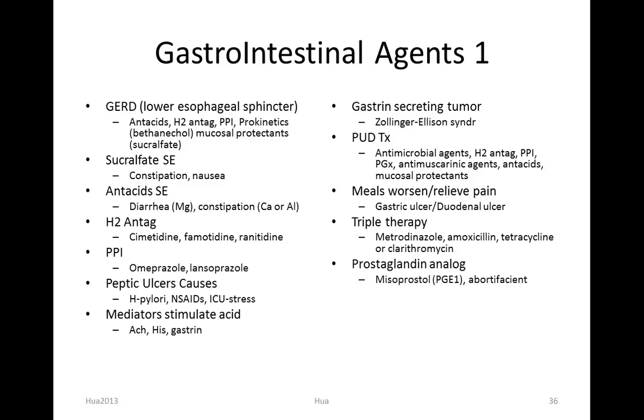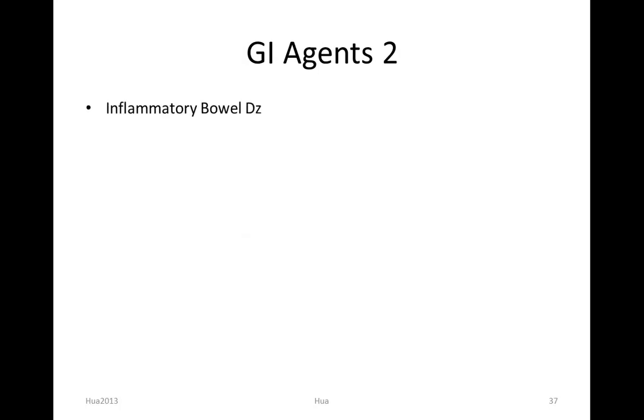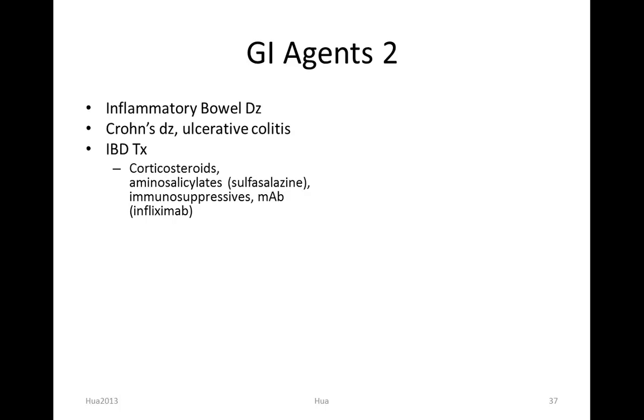Prostaglandin analog, misoprostol, it can be used in combination with mifepristone, and then it can be used for abortion. Mifepristone is an anti-progesterone type of drug, and it's also known as RU-486. Inflammatory bowel disease like Crohn's disease, ulcerative colitis.